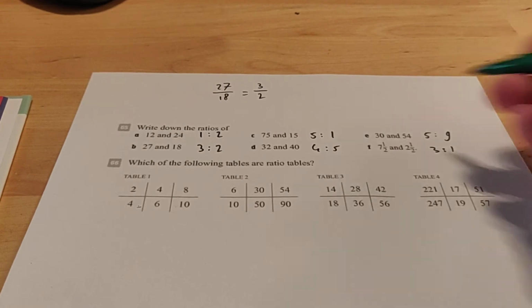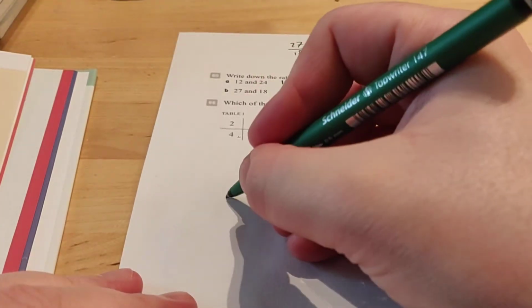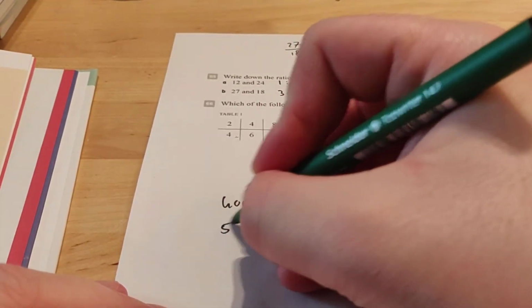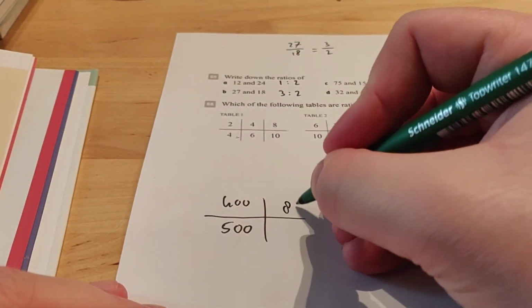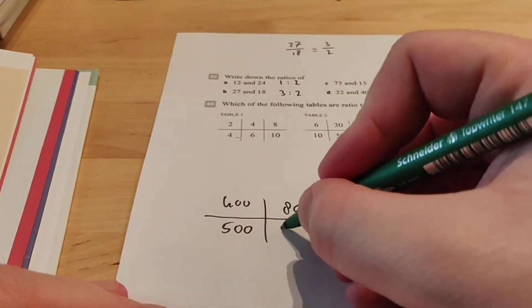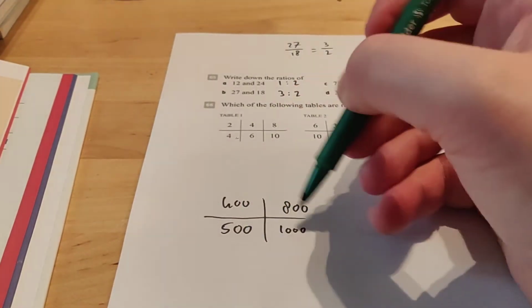Like for example, just an example about making cookies, right? I don't know if it's actually true or not, but if you need 400 grams of sugar and 500 grams of flour, if I want to make twice as much, that means when I use 800 grams of sugar I need 1000 grams of flour, right? Now this is the same ratio.